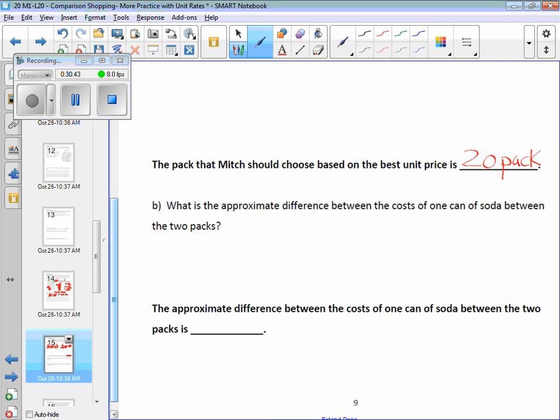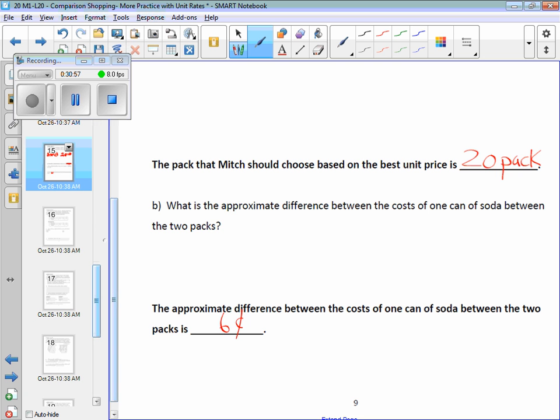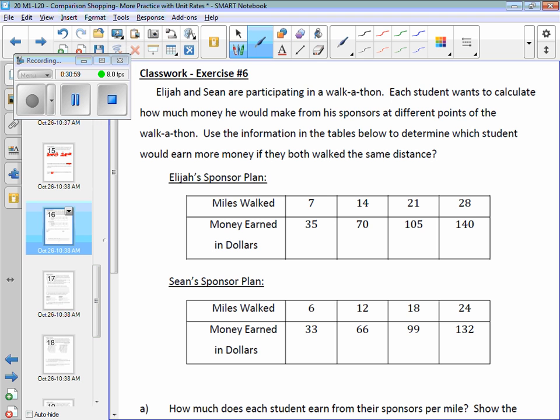All right, and then the approximate difference if you subtract is, what do you wind up getting? I think you're right. 6 cents sounds about right. 6 cents. You're right, 6 cents. I didn't have the top part. I had to do it by heart. By memory. All right, one more together.